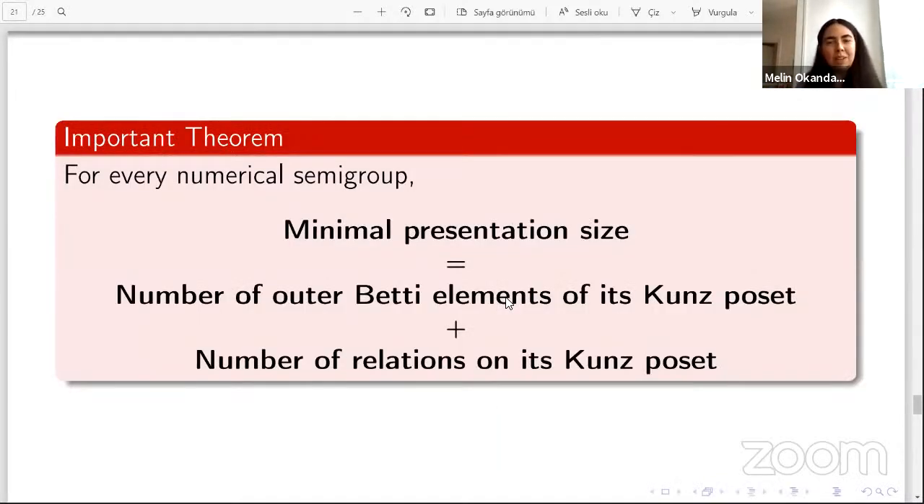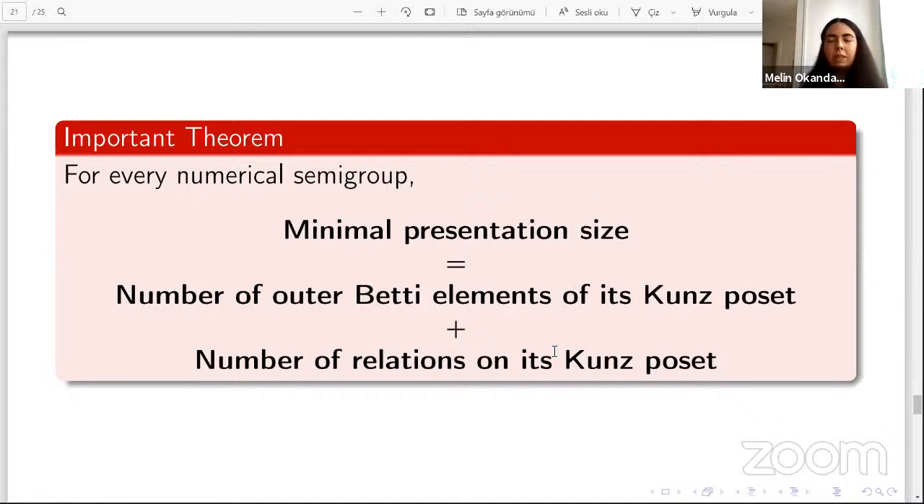It makes more sense now because there's an important theorem that says the minimal presentation size of a numerical semigroup is the sum of the number of outer Betti elements of its Kunz poset and the number of relations on its Kunz poset. We do not have time to discuss this theorem, but if you are interested in how it is constructed, I can post an article about this. It is section 5 of the Kunz poset 3 paper, written by Christopher O'Neill, which describes very well how this is constructed.